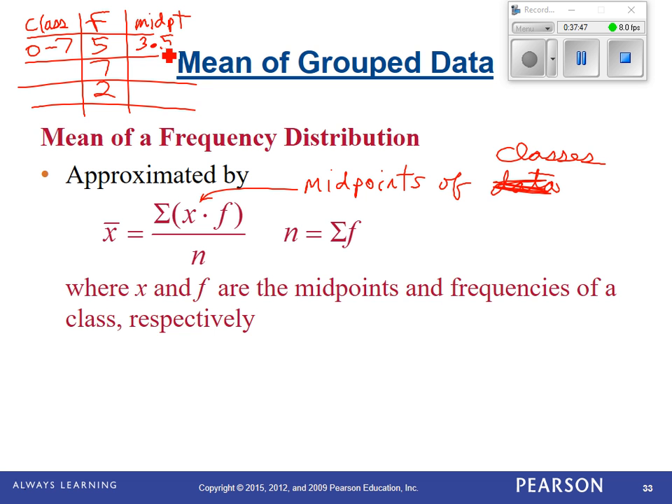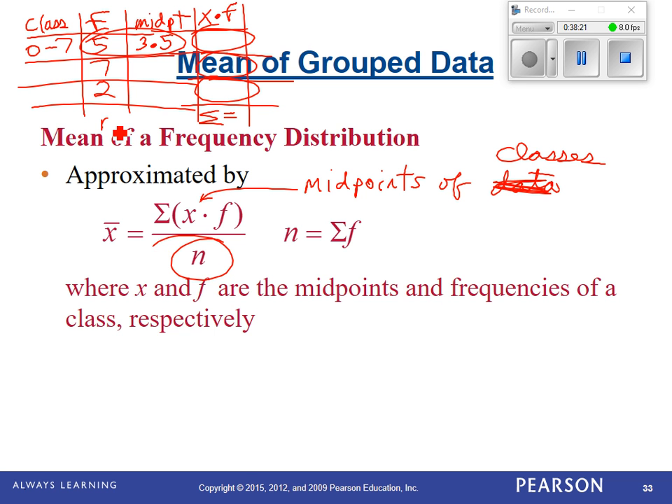So all we're going to do each time, and we might want to make another column out here, and just call it x times f. We're going to take that 5 times that 3.5 and write that answer right there. Then we do the same thing for each row. When we get down here at the bottom, we add all those up, the sum of all those, whatever it comes out to be. Once we find that sum, then we're going to divide. What we're going to divide by is the frequency over here, how many things are in the set, how many different numbers are in our whole set of numbers.